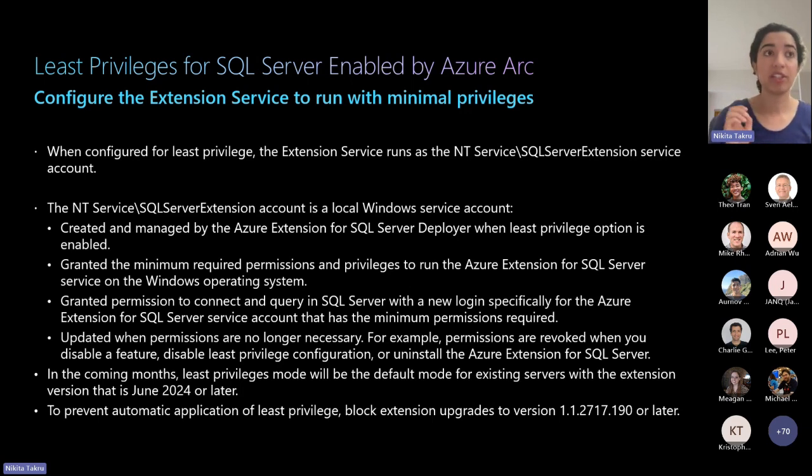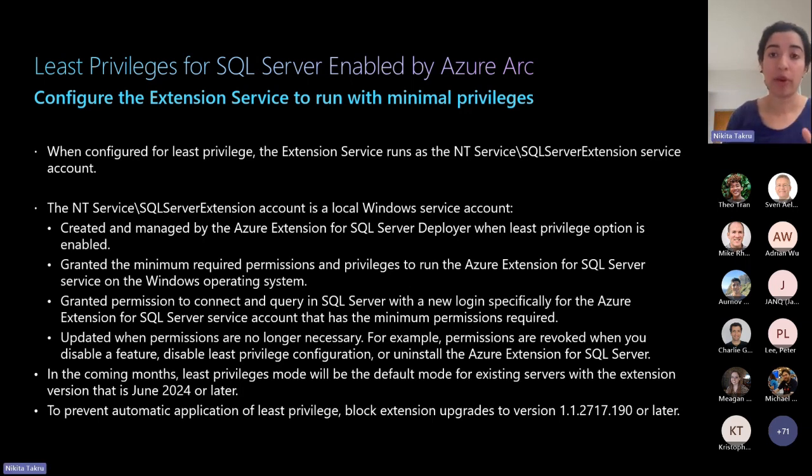The minimum permissions, I do want to note, depend on the enabled features that you have, because for a lot of these features, you need to enable it. That being said, it's updated when permissions are no longer necessary as well. So let's take an example. Let's say that permissions are revoked when you disable a feature. So if you disable something like least privileges configuration or you uninstall the Azure extension for SQL Server, then it revokes that access. So what this helps ensure is that permissions no longer remain after they're no longer required.